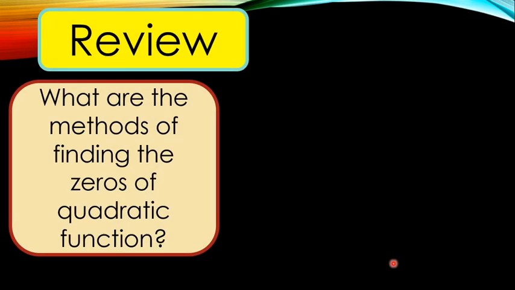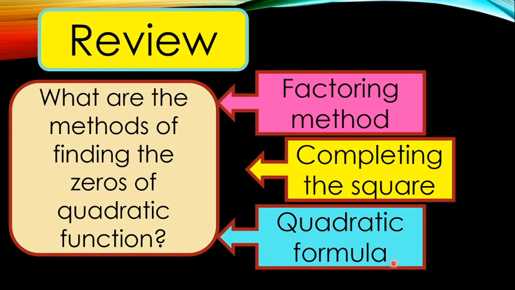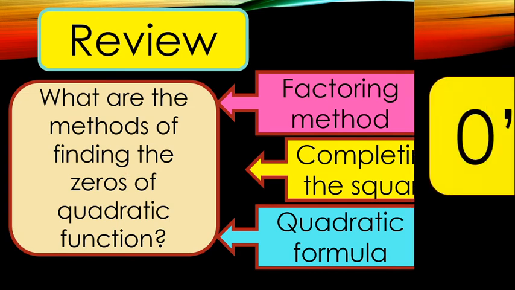Okay, now let's review. For another lesson, let's review this. What are the methods of finding quadratic function? So we have different methods such as factoring method, completing the square, and quadratic formula. And we have the other one, which is extracting the square for special cases. So we're going to use these three methods in finding the zeros of quadratic function. Remember, when we say zero, these are the solutions of quadratic function.